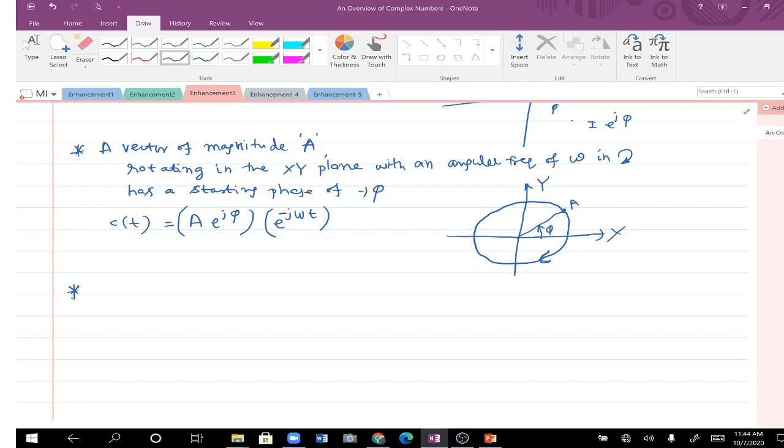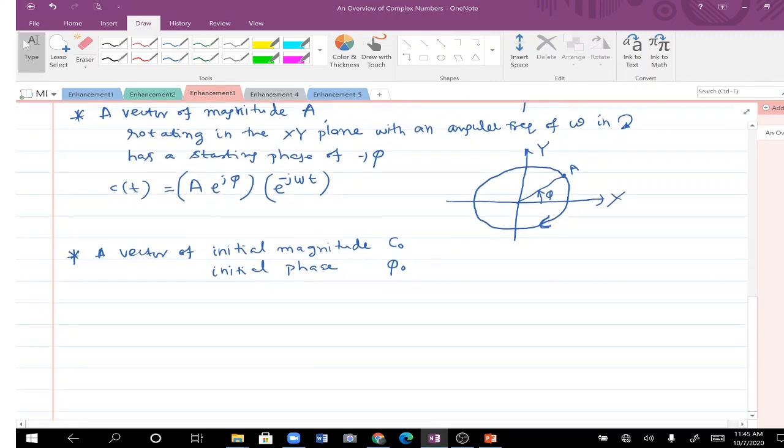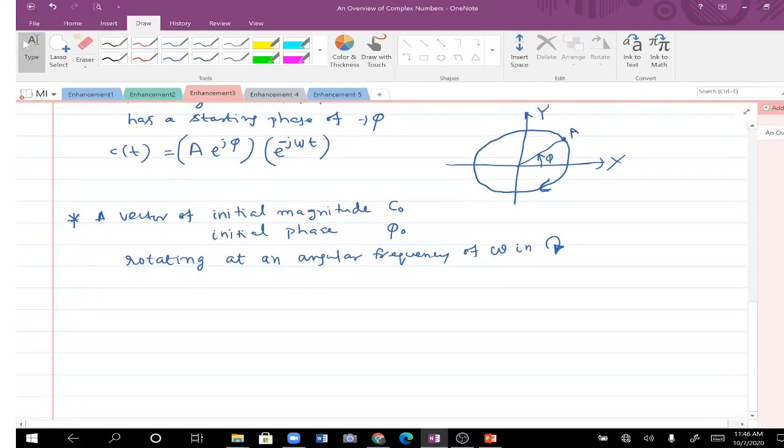Similar to the above one, you have a vector of initial magnitude c naught and initial phase phi naught. Assume that it is rotating with an angular frequency of omega in the clockwise direction. Additionally, its magnitude is decaying exponentially, by a factor r subscript L. Then how do you represent this?